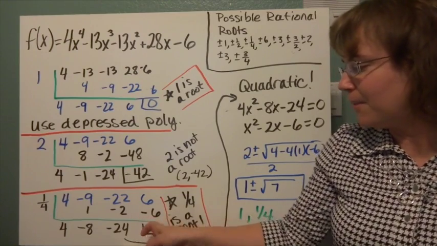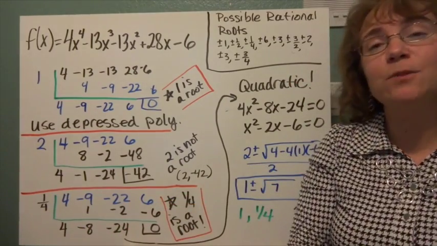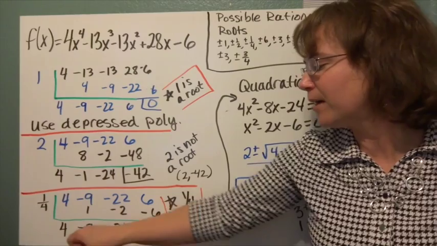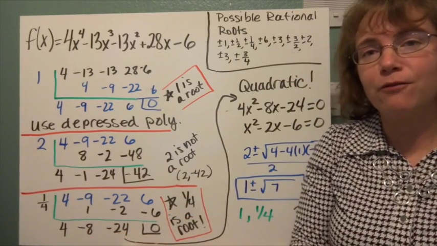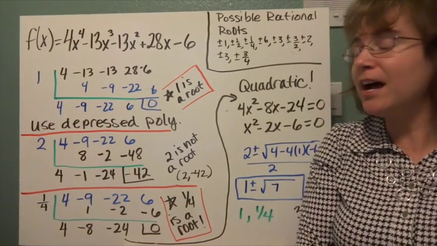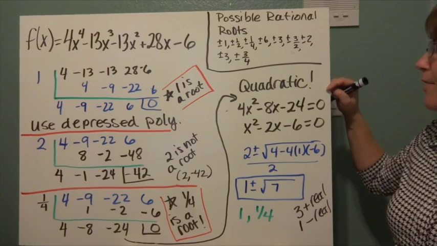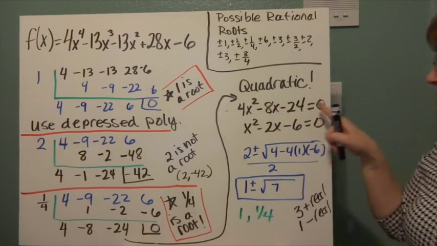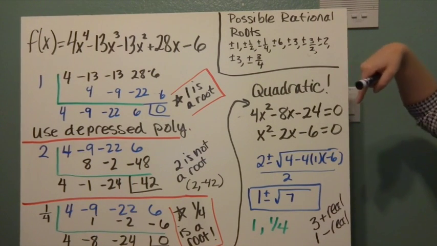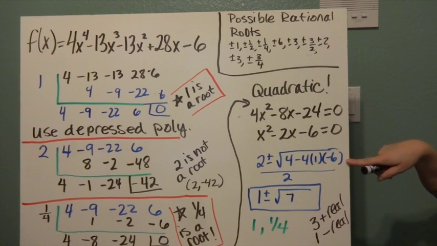Now the great thing about it when I get to here is this is a depressed polynomial, and it's a special depressed polynomial because it's quadratic. This is 4x squared minus 8x minus 24. And anytime I get a polynomial in the form of a quadratic, I know how to solve that. I can either factor it, complete the square, or use the quadratic formula. So rewriting this up here, and then I just went ahead and divided everything by a 4, and then used the quadratic formula, and then reduce.